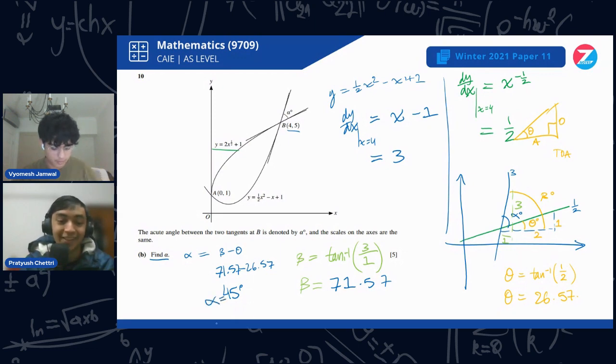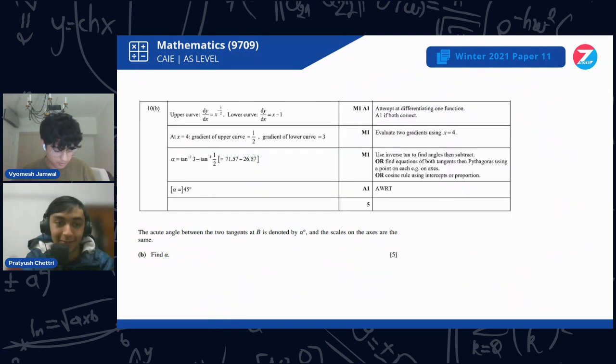Would you look at that? And if you check the mark scheme, indeed it is. Yippee. So differentiate both curves, find their gradients at that point. Use tan inverse to find those angles and subtract them to get alpha.